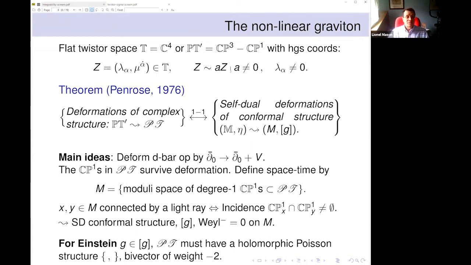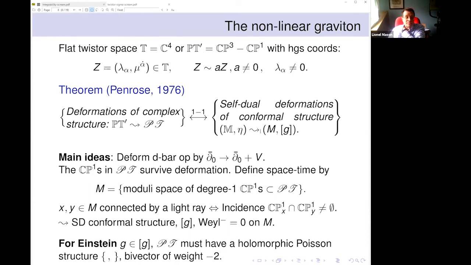Okay, so the nonlinear graviton. What is twistor space? Well, let's just say for the moment it's CP3, or CP3 with a line taken away, and we have homogeneous coordinates lambda and mu, with the standard four-dimensional spinor indices. And so again, going back nearly half a century, we have this statement that deformations of the complex structure on this PT prime correspond to self-dual deformations of the conformal structure on space-time.